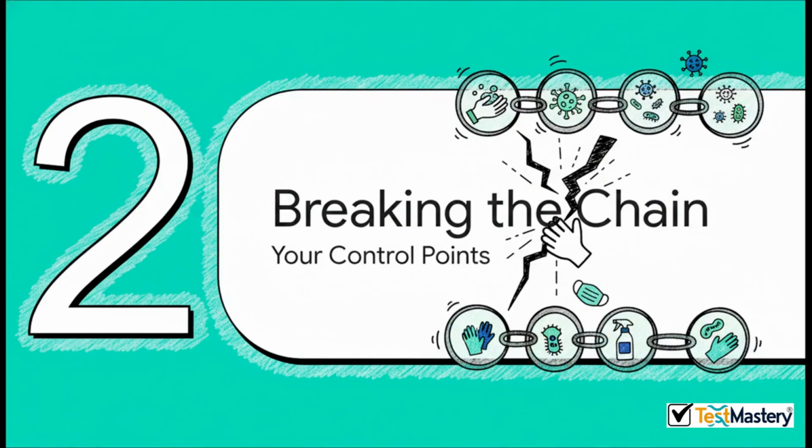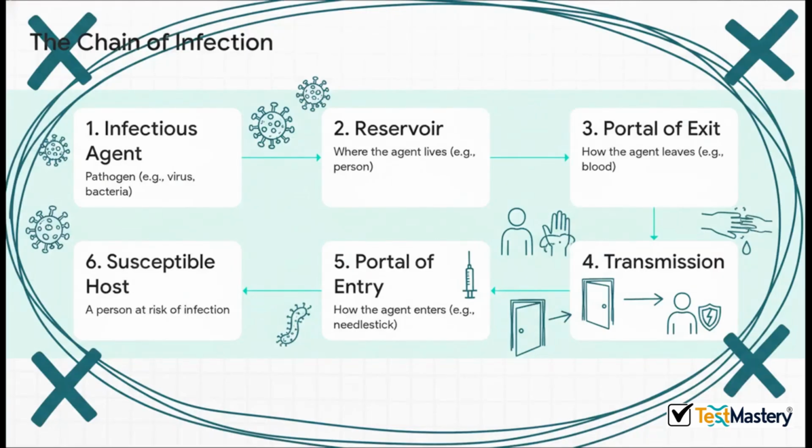You know, germs don't just spread randomly. They follow a very specific path, and we call that the chain of infection. Your job is to be a chain breaker. Here are the 6 links in that chain. You've got the germ itself, where it lives, how it gets out, how it travels, how it gets in, and finally, someone who can get sick.